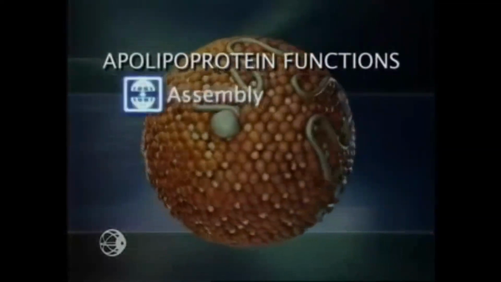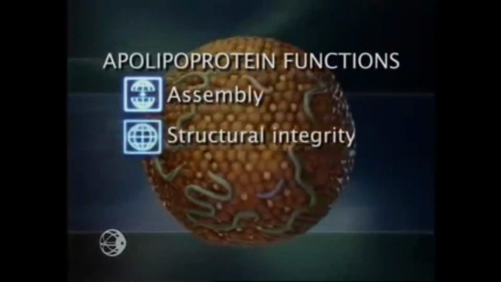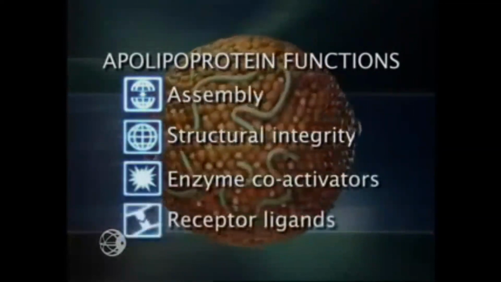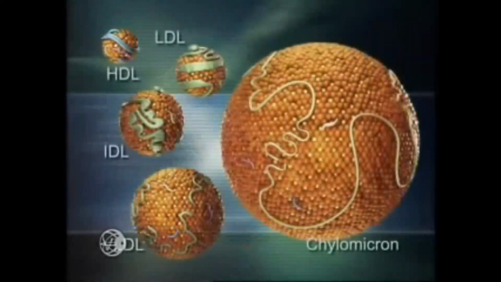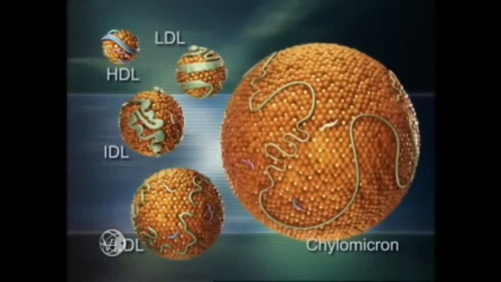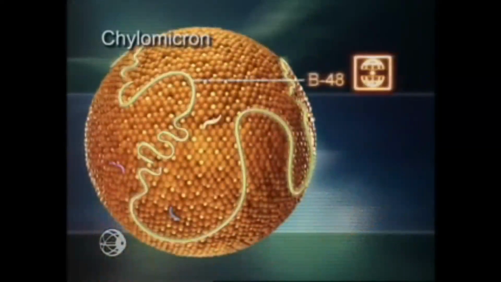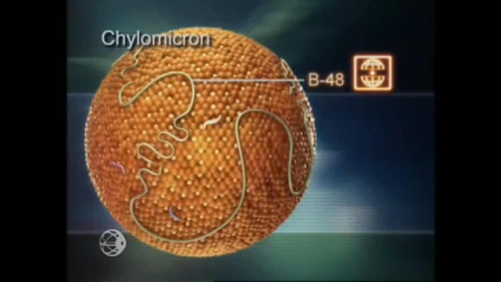They are involved in assembly of lipoproteins, provide structural integrity, serve as co-activators of enzymes, and act as receptor ligands for cellular uptake. The unique collection of apolipoproteins on each lipoprotein surface indicates its origin, function, destination, and ultimate fate. For example, in the intestine, apolipoprotein B48 is involved in assembly and packaging of ingested triglycerides and cholesterol into chylomicrons. ApoB48 also provides this large, very triglyceride-rich lipoprotein with structural support.